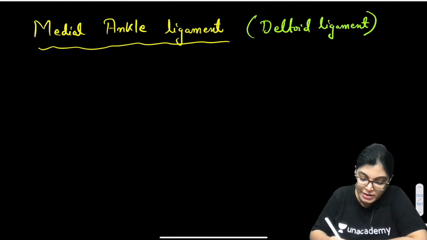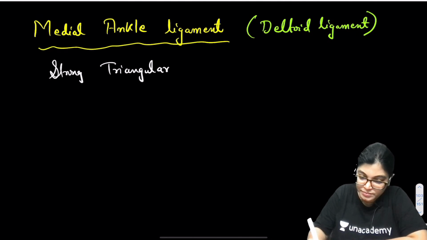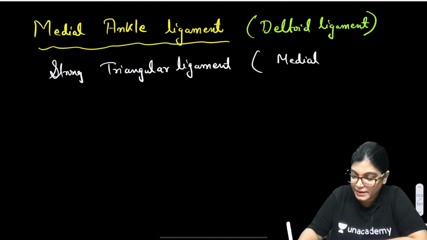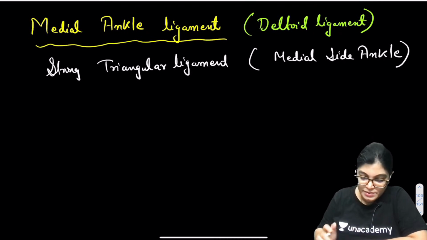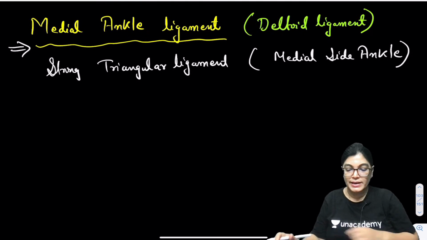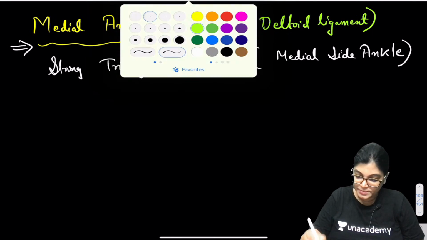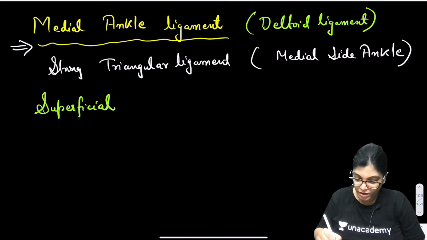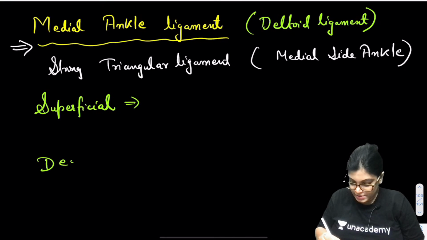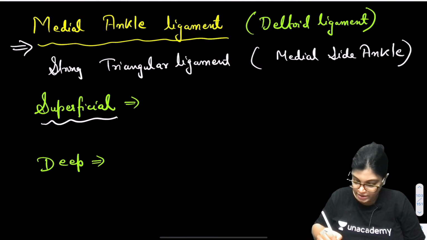Actually, it's a very strong triangular ligament which is located on the medial side of the ankle, and it is having superficial and deep parts.